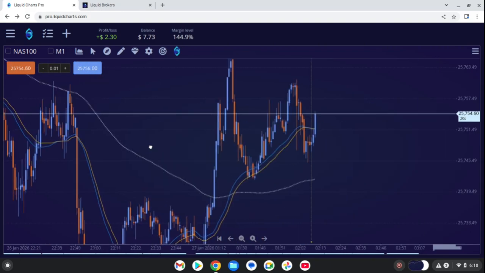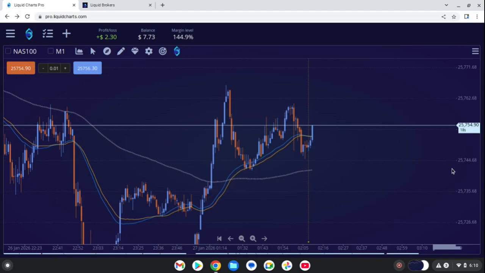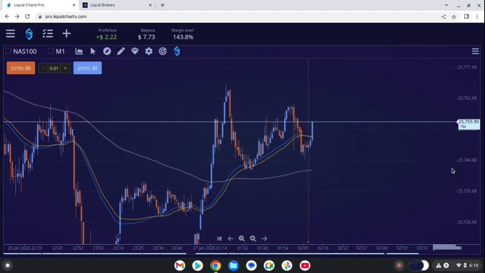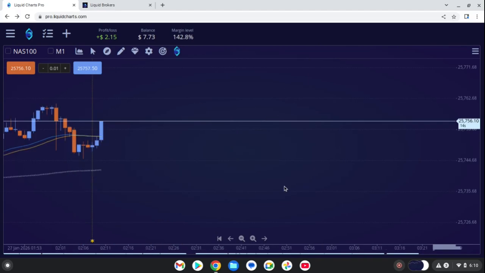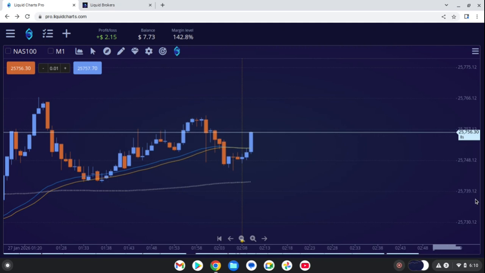You're welcome to trade other things if you want. I highly recommend you trade Nas 100 or the Aussie Canadian. You know what I mean? Really easy to use, as you see, really easy.